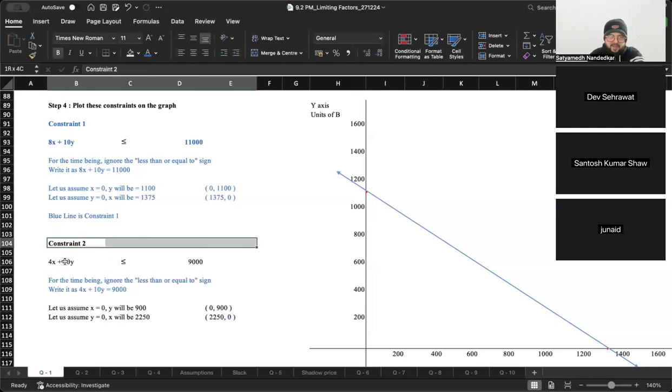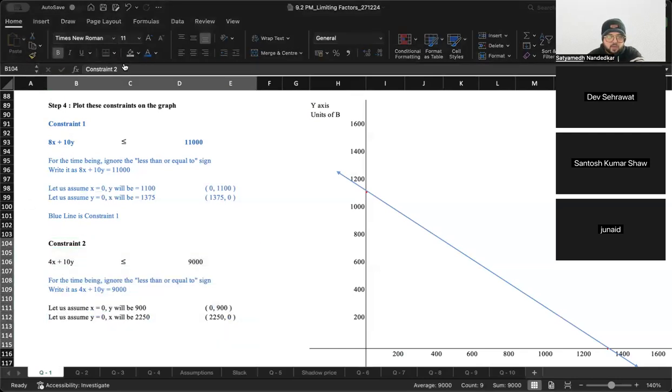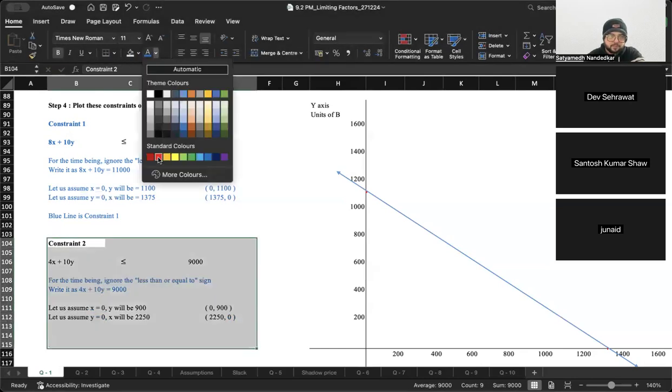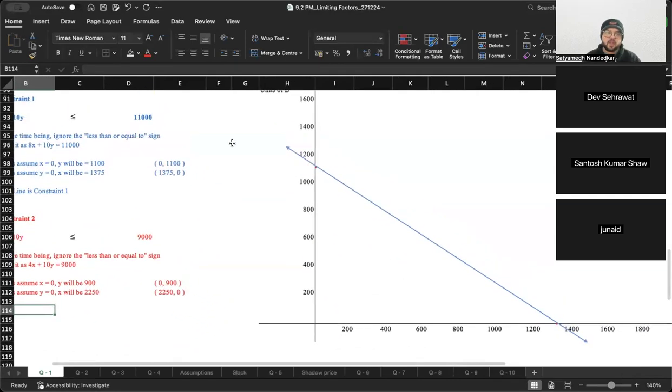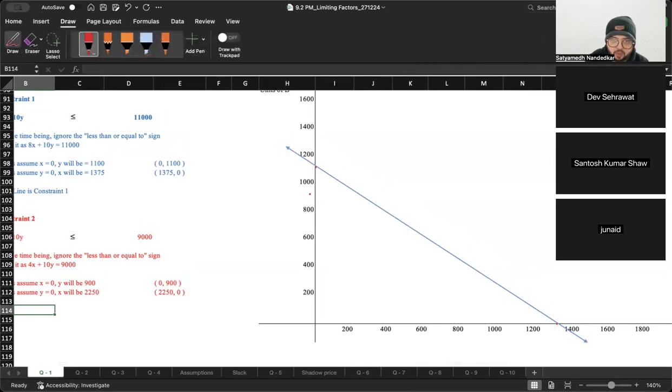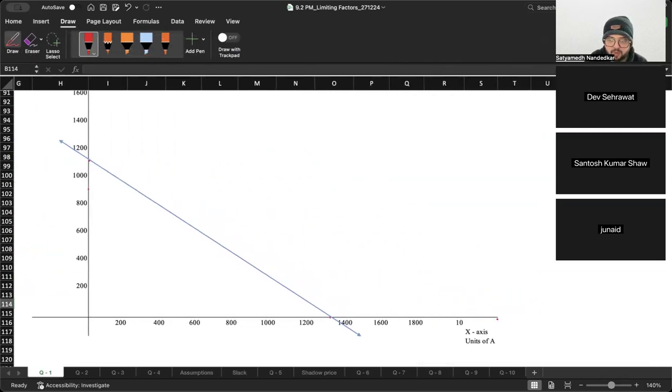Okay. Now let's have a different color for this. Let's put this in red. So when we plot the line, now 0, 900 is going to be a point somewhere here and 2250, 0 will be a point somewhere here. ठीक है. ये होगा मेरा 2000, ये होगा मेरा 2250. यहाँ पे कहीं आएगा ये point.